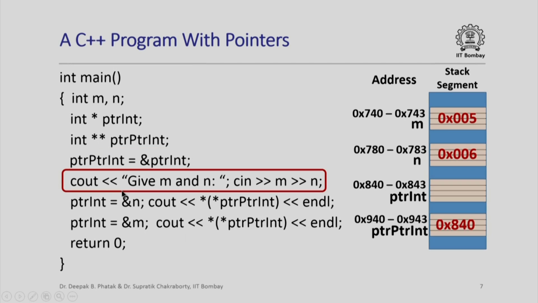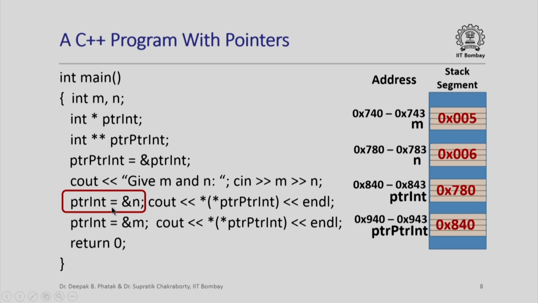After that, we ask for the values of m and n and read in m and n. Recall that we were trying to answer the question what happens when m is 5 and n is 6. So let us read in 5 and 6 for the values of m and n. Note that in the memory the values 5 and 6, which would be input by the user from the keyboard, have been stored in the 4 bytes allocated for m and in the 4 bytes allocated for n respectively.